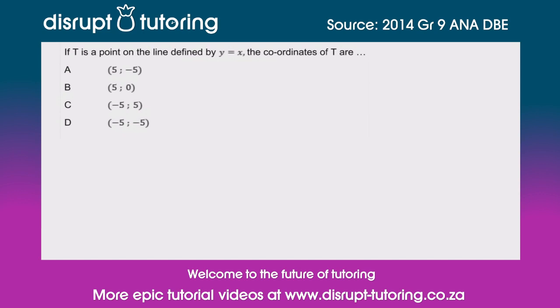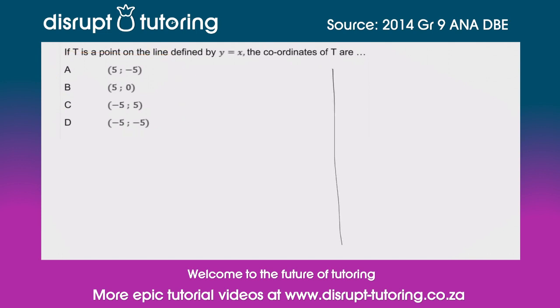Today we're going to deal with a graph question, specifically testing whether or not you understand that friend of yours, the Cartesian plane. Now they've said to us, if t is a point on the line defined by y equals x, the coordinates of t are which of these options? So just a bit of background about the line y equals x.